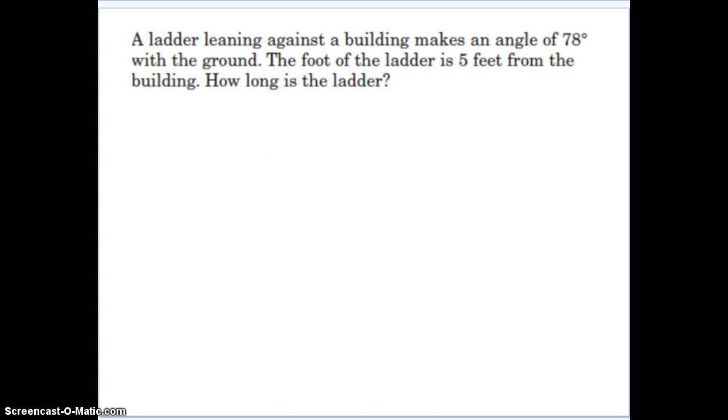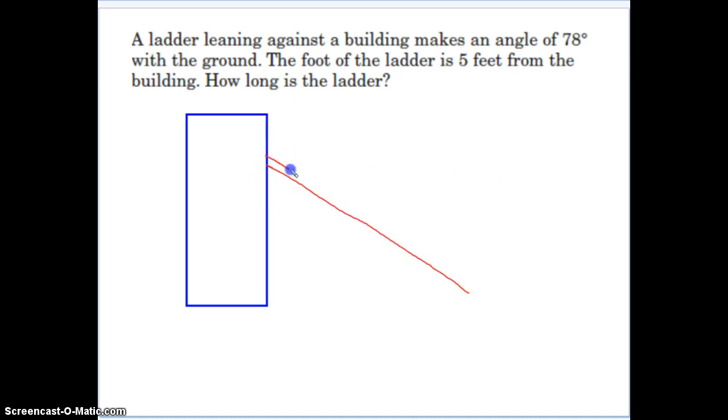A ladder leaning against the building makes an angle of 78 degrees with the ground. All right, so let's draw a building. I'm going to draw a ladder now. So the ladder coming down. Here's the ladder. Here's the ground meeting the ladder. So the ladder leaning is going to make a 78 degree angle with the ground. Here's the ground, here's the ladder. So that angle is 78 degrees.